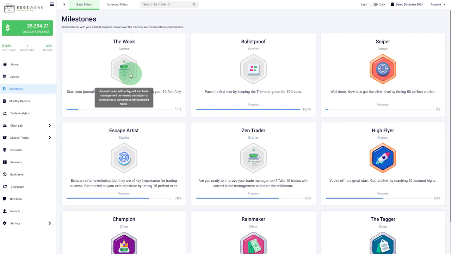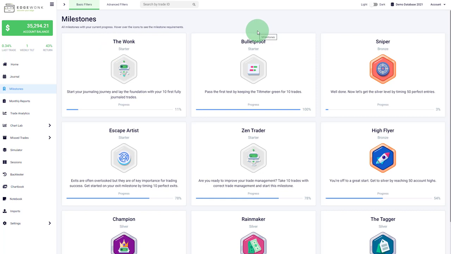To earn a point for the Wonk, you need to journal a trade, which means enter a trade, assign the entry, the exit, and the trade management comment, which will unlock a variety of different metrics, and also attach a screenshot. So this is usually the first milestone that you will move on and move higher through the ranks.